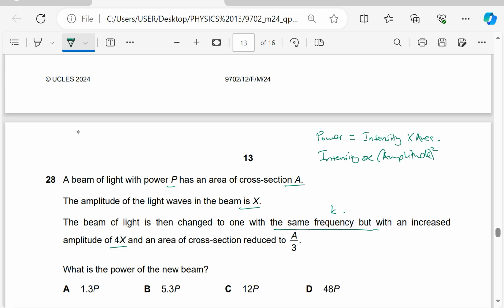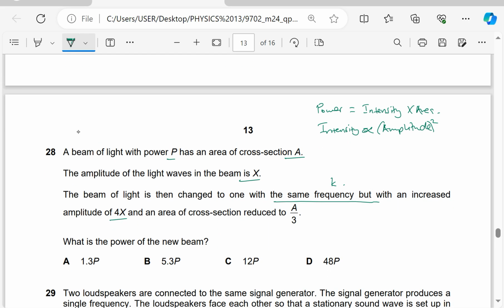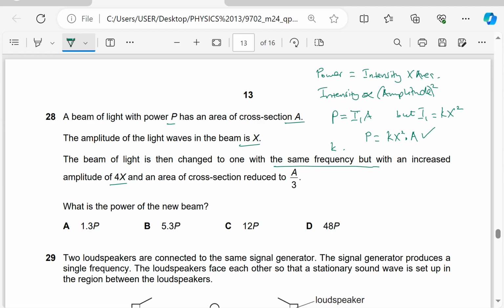So for the first one, let's say the power P is going to be the intensity, let's say it is I1, times the area, which is A. But I1 is going to be equal to a constant times the amplitude, which is x. So it is a constant times x squared. So it means P is equal to k x squared times A. That is one equation.